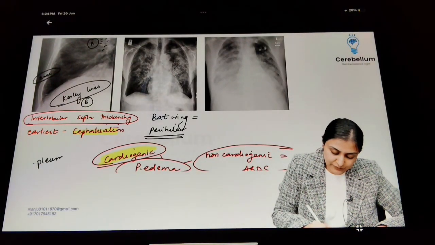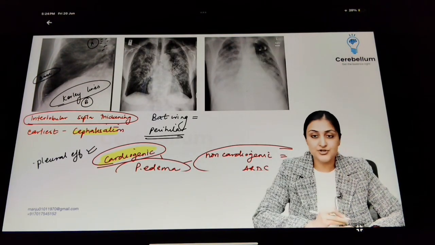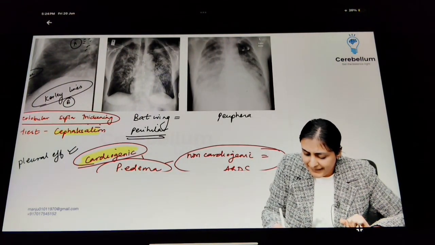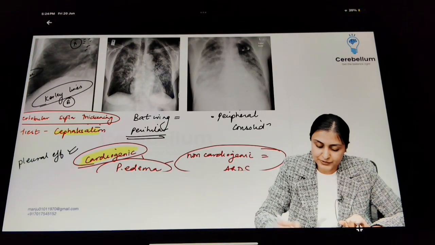Can there be associated pleural effusion? Yes, we can have transudative pleural effusion. Versus ARDS. ARDS is going to have multifocal peripheral consolidations. That is where you have this patchy appearance, no central predisposition.